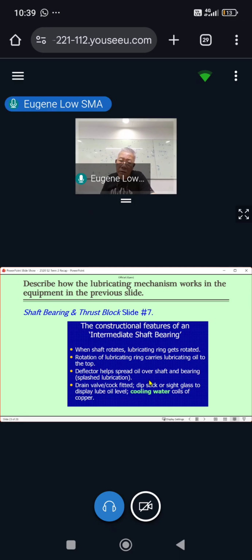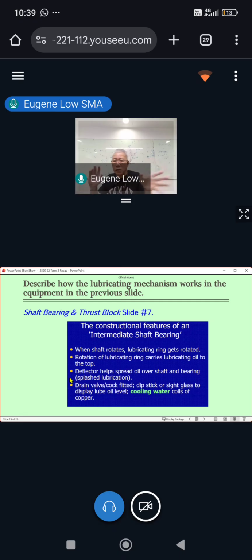Actually, just the first three bullets describe the lubricating mechanism, how it works. You don't even need to talk about the last point here: drain valve, fitted dipstick or side glass to display lube oil level, cooling water coils of copper, or whatever. So you don't have to say the last point. The first three points fully describe the lubricating mechanism, how it works in the intermediate shaft bearing.